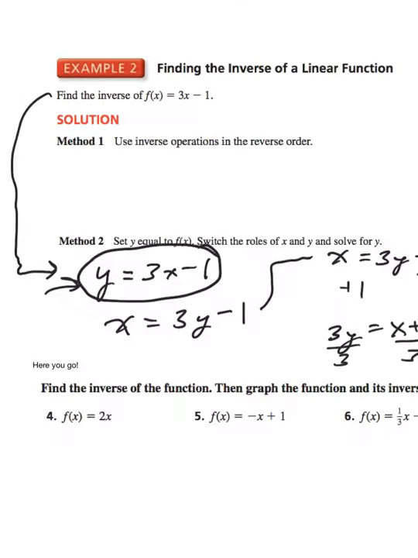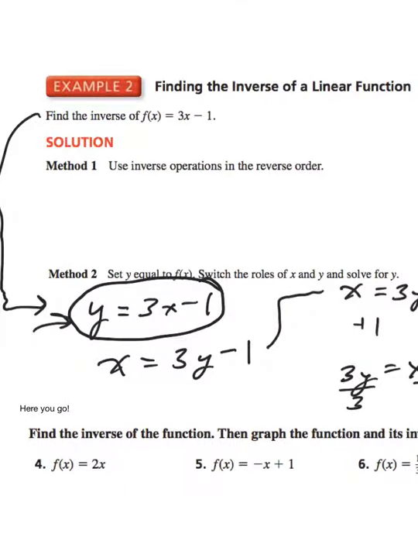Let's go to the method 1 that we did here. The inverse function also does the opposite of what this function does. And if you look at this function here, what it does is it takes an input value, multiplies it by 3, and then subtracts 1. So one of the other ways to produce the inverse function is to do the opposite of those things in reverse order. So the original order was multiply by 3 and then subtract 1.